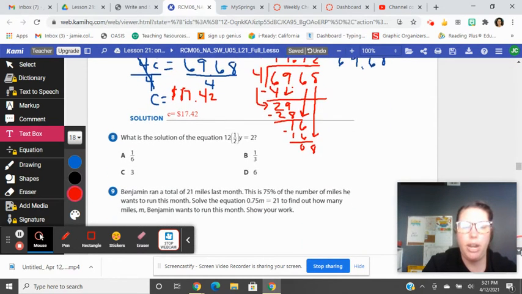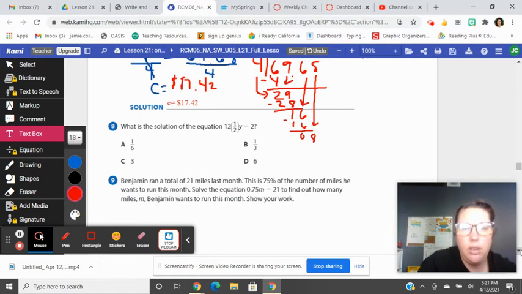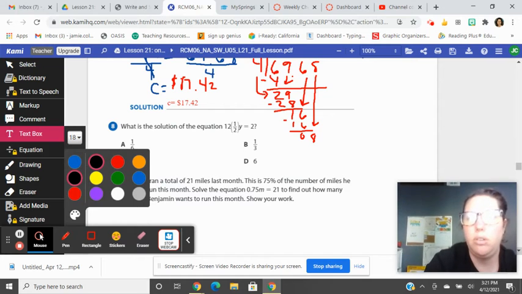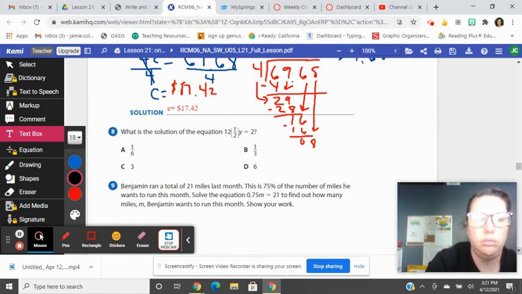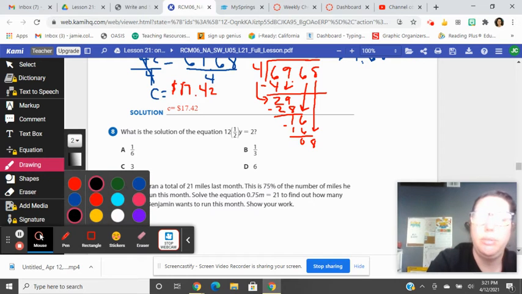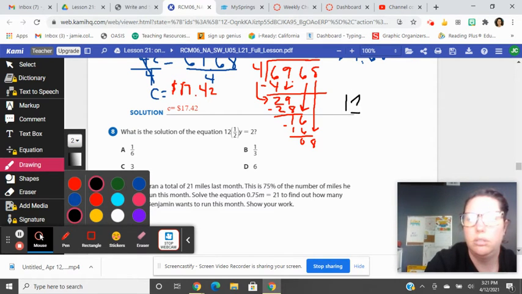Okay, number 8. What is the solution of the equation 12 times a half yard, or y, I say yard because I'm always so used to y being represented by yards, equals 2? Okay, so let's use a different color here, and I'm going to do it over here on the side. So we have 12, oh, I'm on text box again, I forgot. There we go. 12 times a half yard, or y, I keep doing that, equals 2.